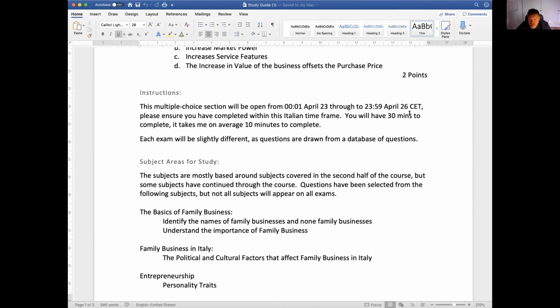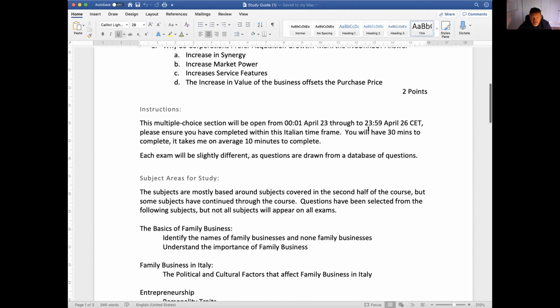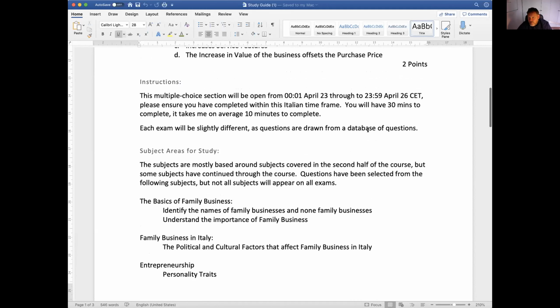So we've got a fair bit of time to actually undertake the exam. There's three full days effectively. Make sure you complete it inside the Italian time frame. That's important, because the exam will be closed outside of those periods of time.